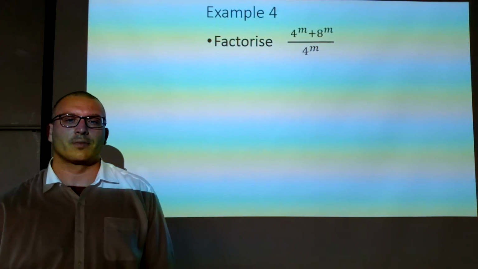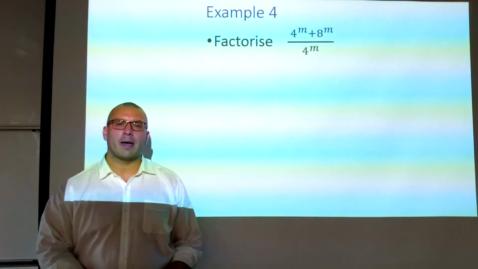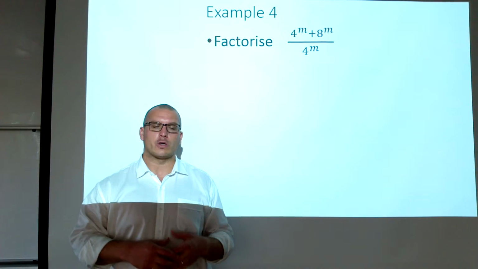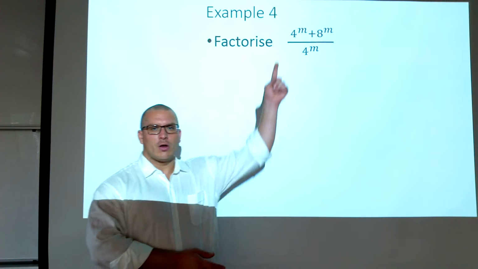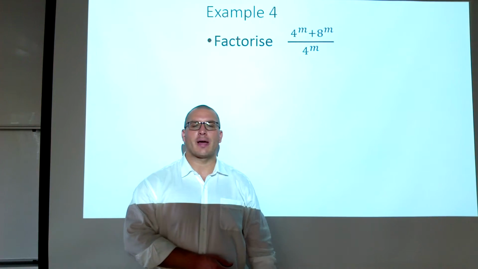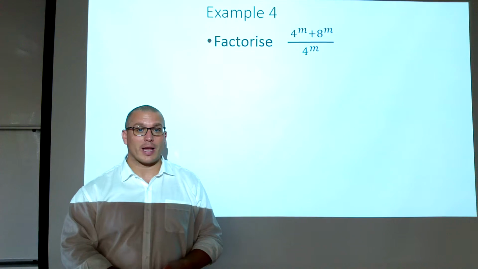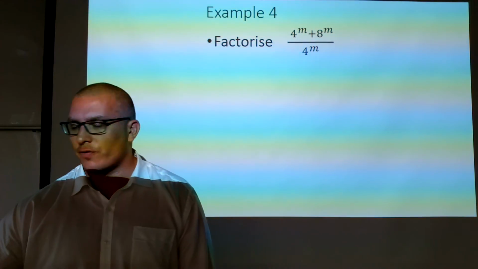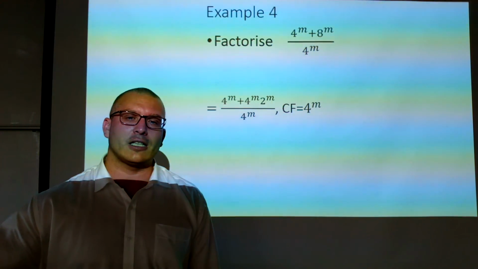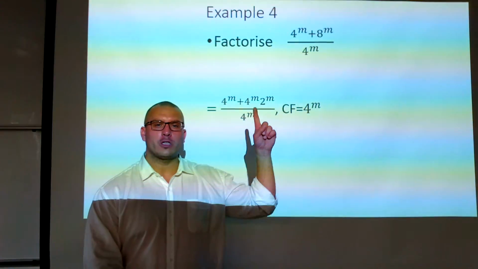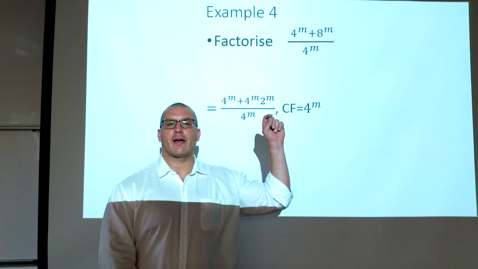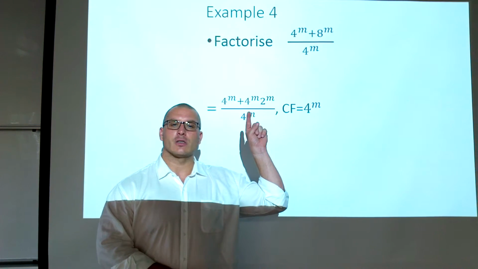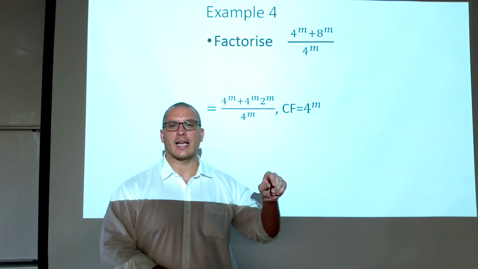Last example. Here we have 4 to the power of m plus 8 to the power of m divided by 4 to the power of m. Now, 4 to the power of m divided by 4 to the power of m can divide through to 1. But 8 to the power of m isn't quite as simple. So first of all, we rewrite 8 to the power of m as 4 to the power of m times 2 to the power of m. Like before, same exponents, different bases. 4 times 2 equals 8.